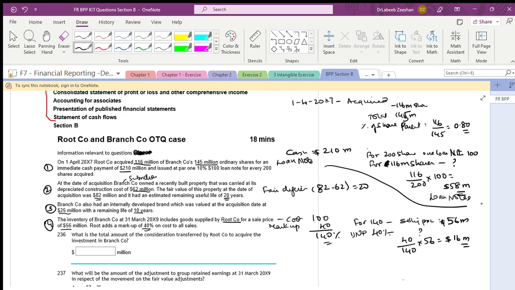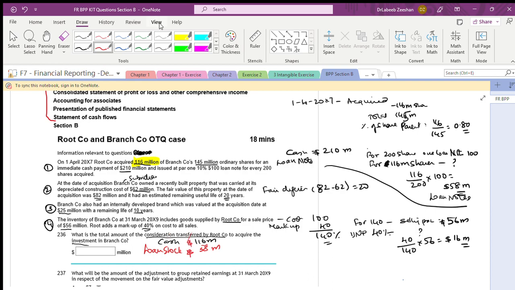You divide the things. What is the total amount of consideration transferred by Root Company? Fine. How much is the cash? They gave you cash of 116 million. Plus they gave a loan stock. Is it right? How much loan stock did they give? They gave a loan stock of 58 million.